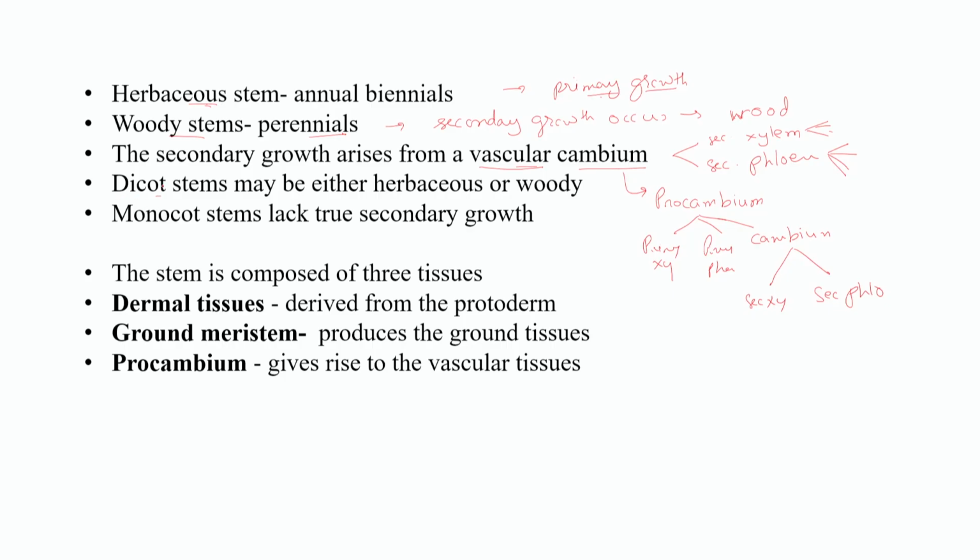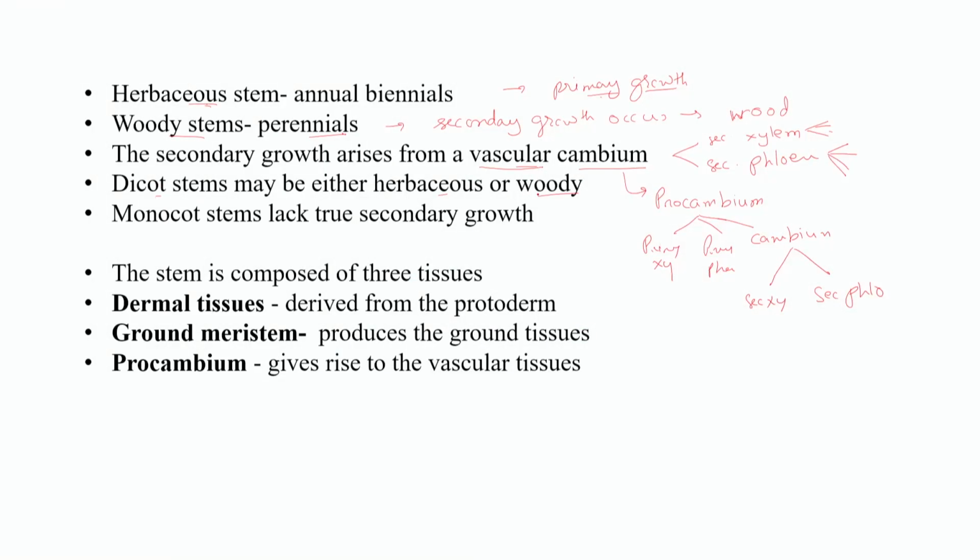Dicot stems could be herbaceous or it could be woody also. That means generally in dicot stems secondary growth is there, but in some herbaceous species which are very small, very weak, sometimes secondary growth formation is not there. But otherwise in most of the cases secondary growth occurs in dicot stem.